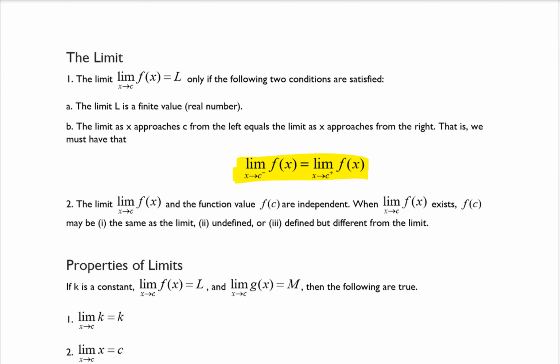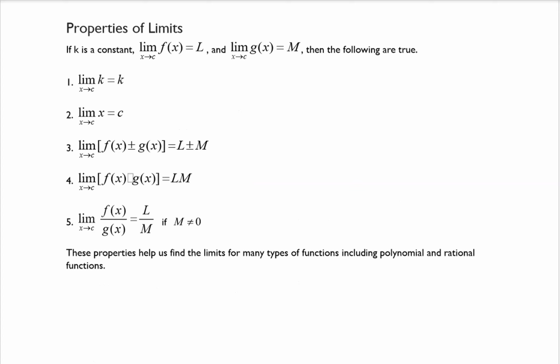Let's look at some properties of limits. If k is a constant, which is just a fancy way of saying k is some real number, and the limit as x approaches c of f of x equals L, and the limit as x approaches c of g of x is equal to m, then the following are true. These are just 5 properties that help us figure out limits. The first one says if you're taking the limit of a constant function as x approaches some value, it's just going to be whatever that constant value is.